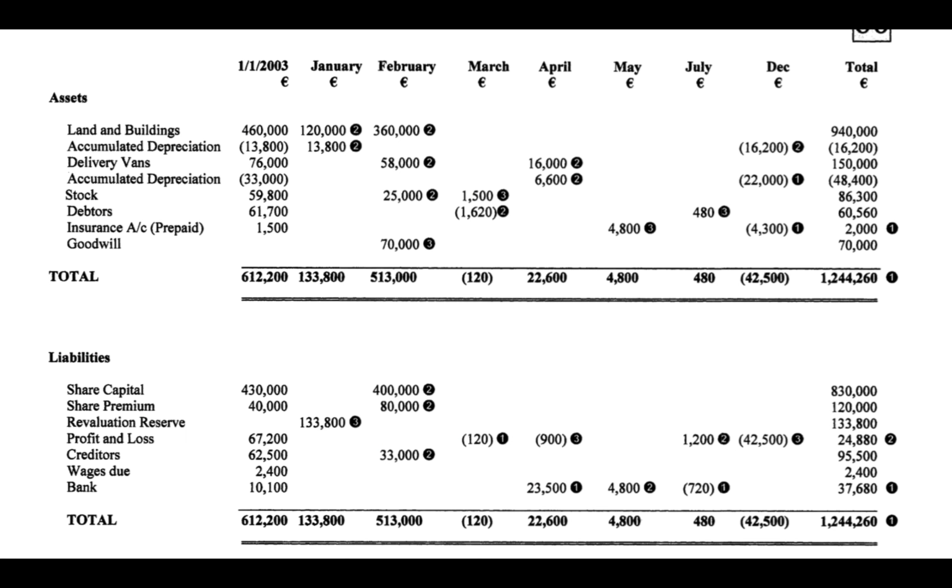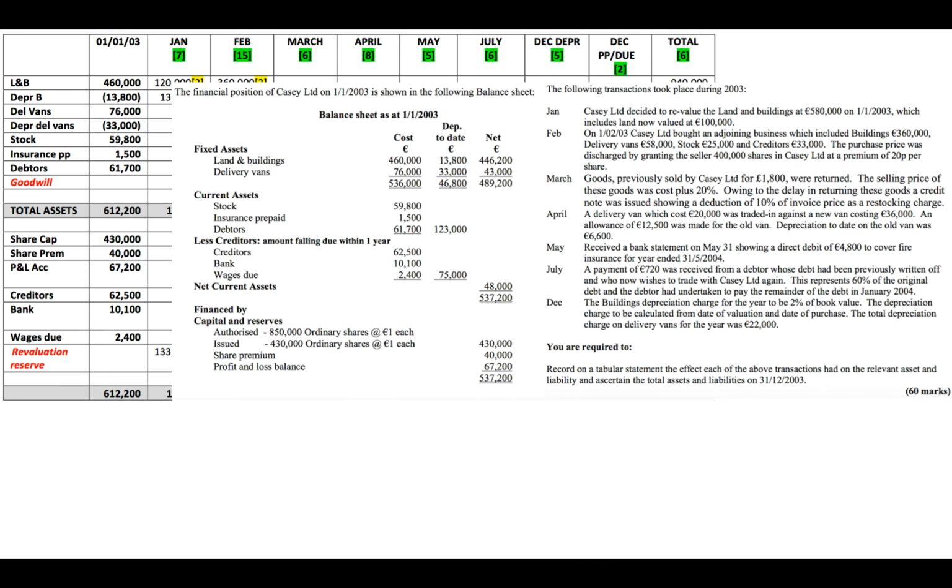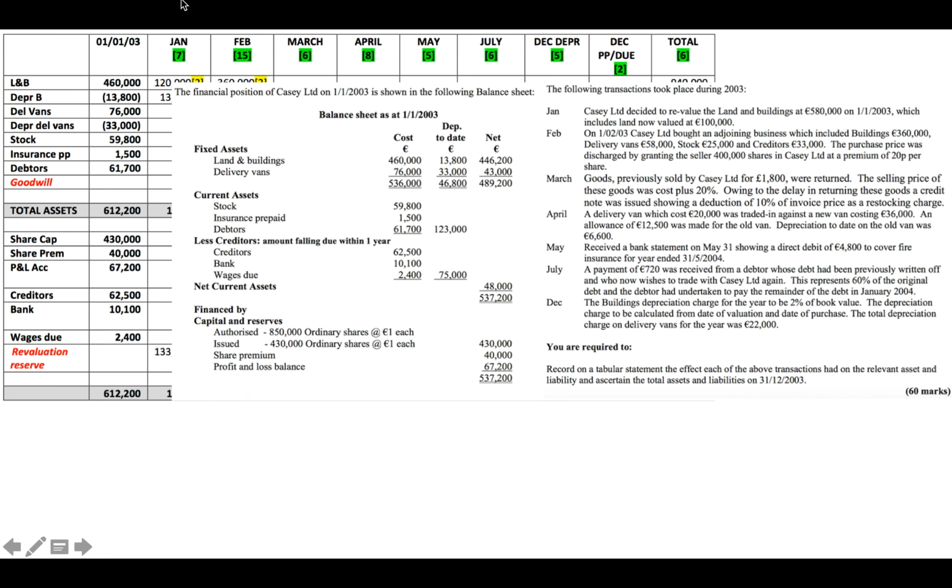So first things first, you want to lay out your template. So you're going to be given this template in the exam. So you want to lay it out as follows. You've got all the assets and liabilities, and then you've got all the months when things happened. You've got 2 December columns, and you'll know the reason why. And then you've got 31st of the 12th, the total figures. So we'll go through each month by month. You can pause the video now and write down these figures if you wish.